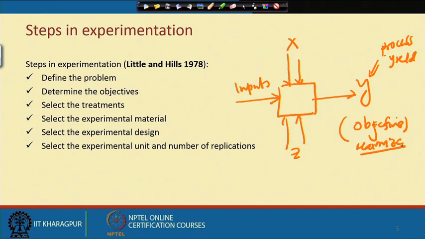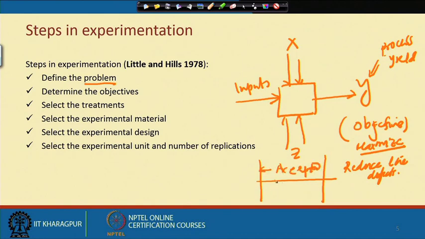Suppose your objective is the quality of the output, then maybe you want to reduce the defects. So, you must know where the problem lies. Define the problem. Is it a process which is consistently producing out of the desired range? Suppose this is the range which is accepted by the customer, and this is the range which is rejected. Is it producing here? Or it may so happen that the amount produced, somewhere you want the target of 10 to the power 5 units, but you may be producing here. That means you want to increase this. So, you must know what the problem is.